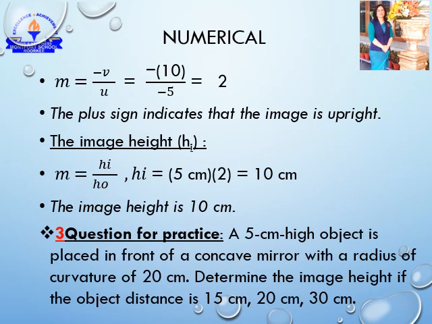The value of V we have already calculated, therefore we now need to calculate the value of M, the magnification. We know according to the formula M is equal to minus V upon U. Put the value of V which we have just calculated, V equal to 10, and the value of U equal to minus 5, and we will get magnification equal to 2. Now this magnification is coming out to be positive. Positive sign shows that the image is upright.